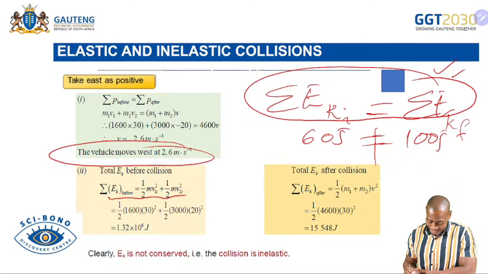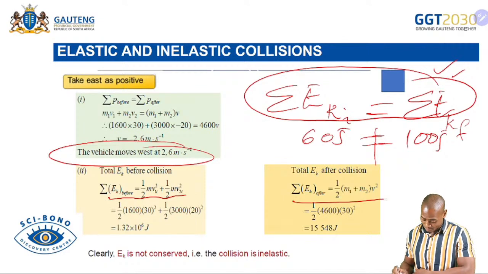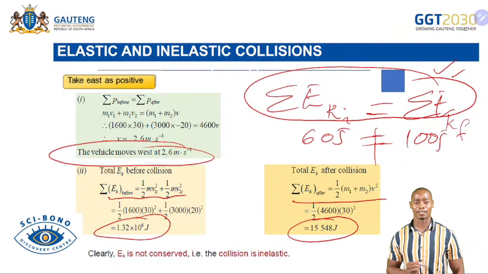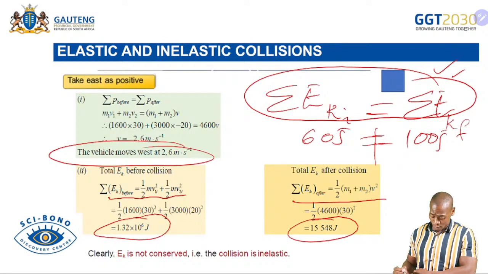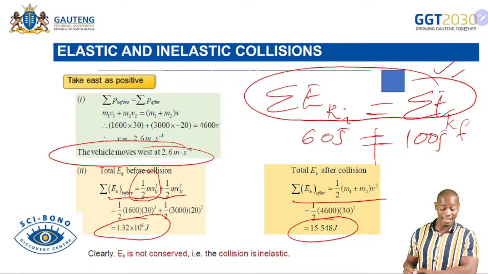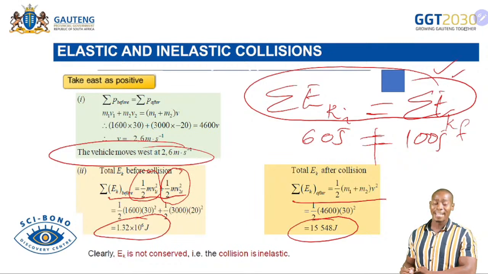Calculate the sum of Ek before collision separately, and the sum of Ek after collision separately. And then after calculating, you compare your answers. So for example, in this case, the sum of Ek before collision is the initial kinetic energy for object A, the car in this case, plus the initial kinetic energy for the minibus. So we add the two. And again, please learners, remember this equation: Ek equals half mv squared. It is there on your formula sheet, so you copy it correctly.